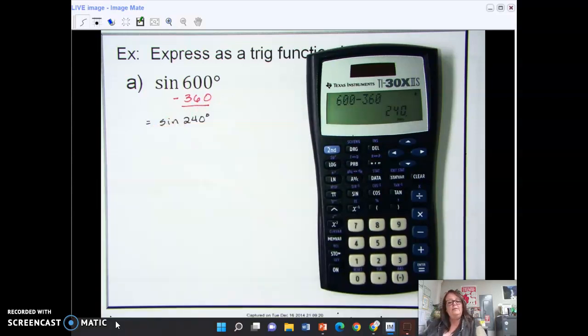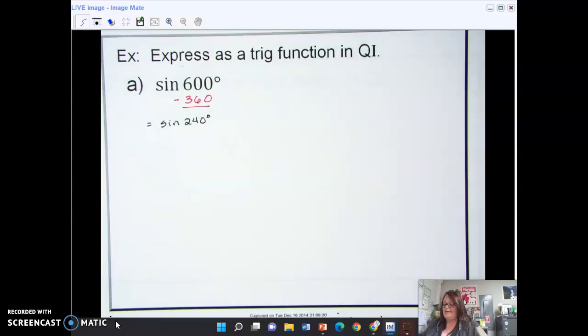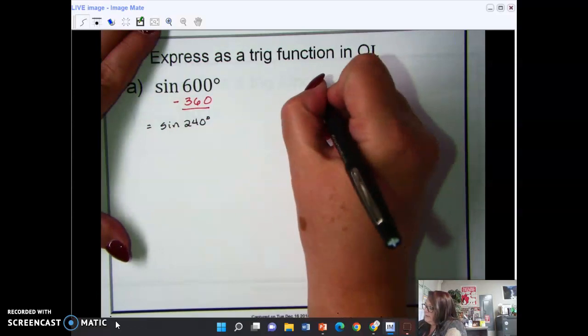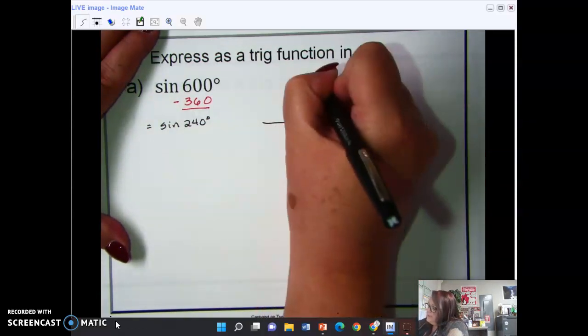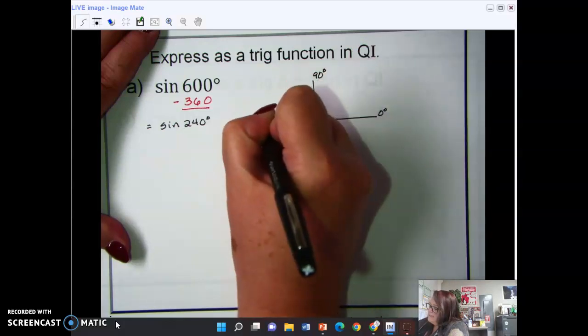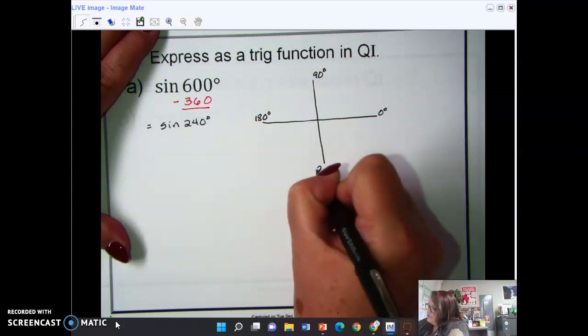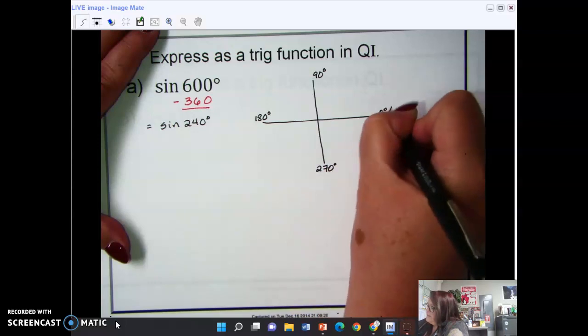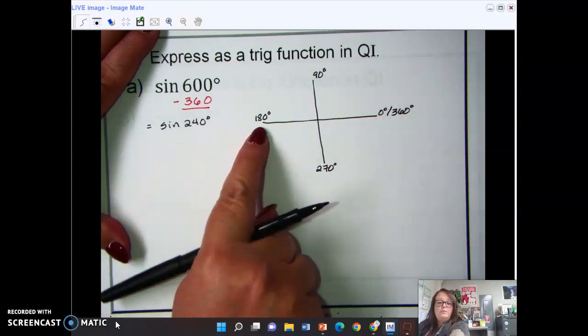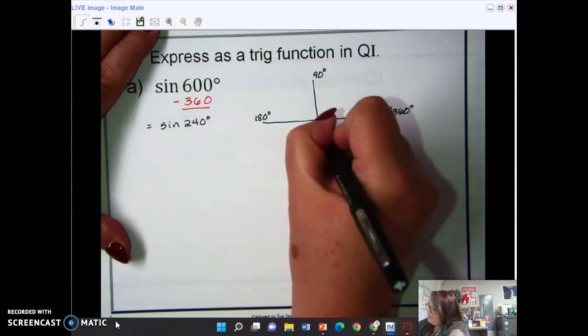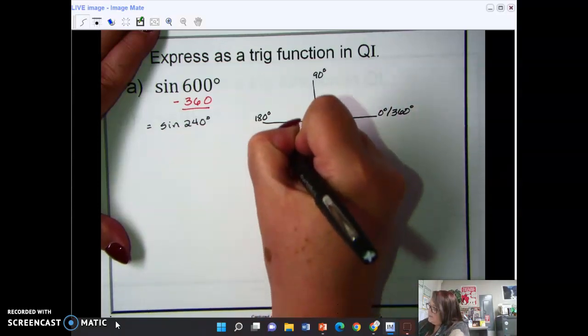So now we need to stop and think, what quadrant is that in? Just a reminder, we said this was 0 degrees, making this 90. This is 180. This is 270. And this is back to 360. So I hope you notice that 240 lies between 180 and 270. So that would be right about here.